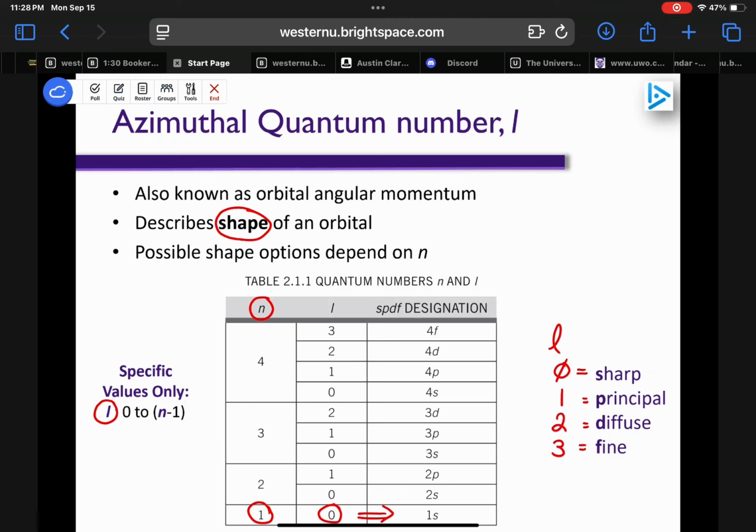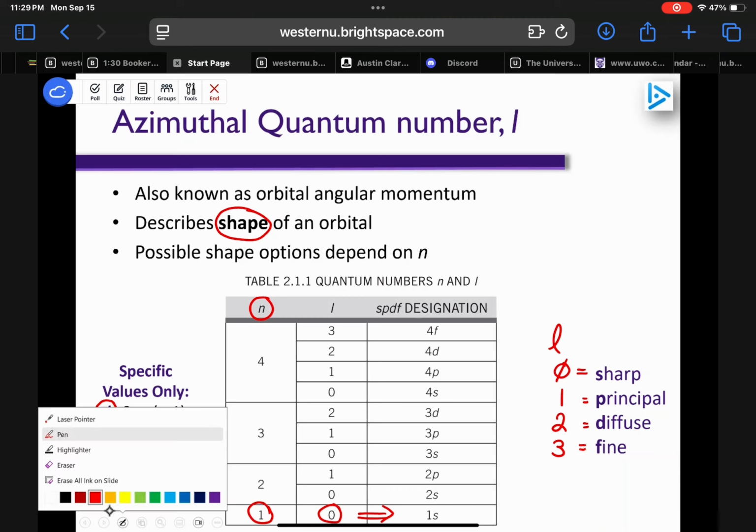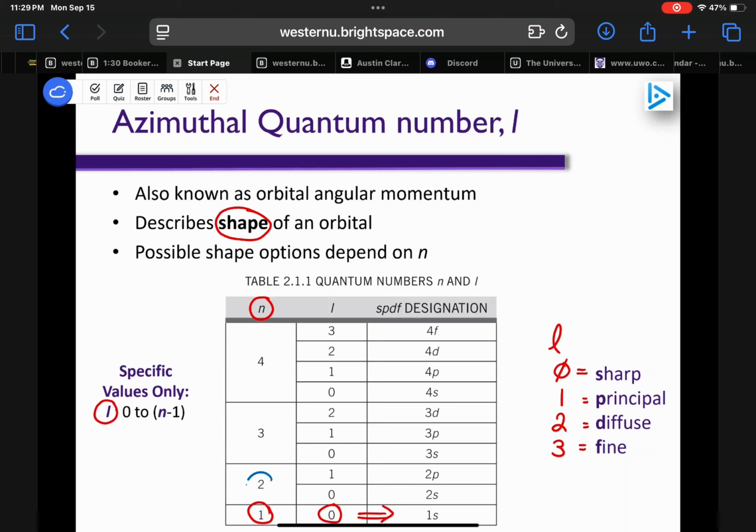I like to count with my fist. I start counting at 0. This is probably the most common error for this particular topic, starting to count at 1 instead of 0. So S, P, D, F. You count out starting with your fist at 0. S is 0, P is 1, D is 2, F is 3.